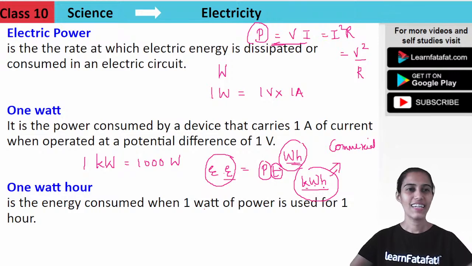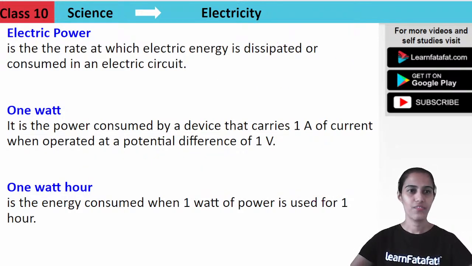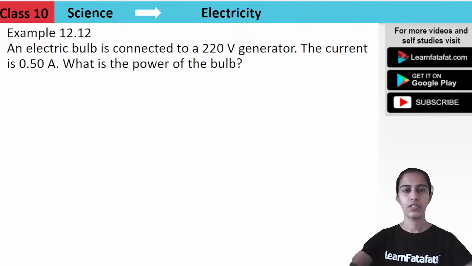Topic wise, explanation wise, I have done all the topics. So let's do simple examples कर लेते हैं ताकि और भी clear हो जाए. Electric bulb, ये example, this is a textbook example. So let's solve it. Electric bulb is connected to a 220 volt generator.